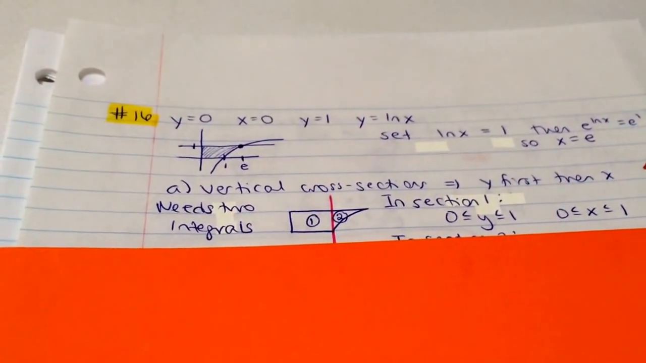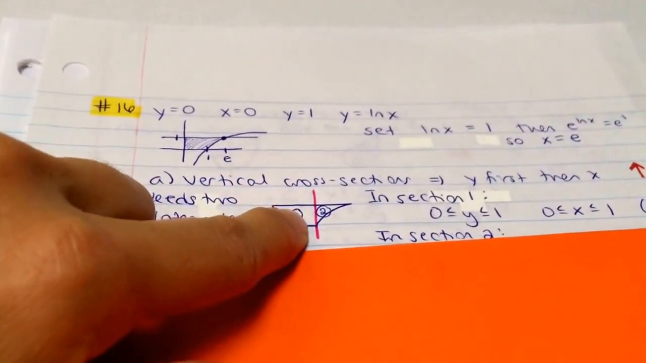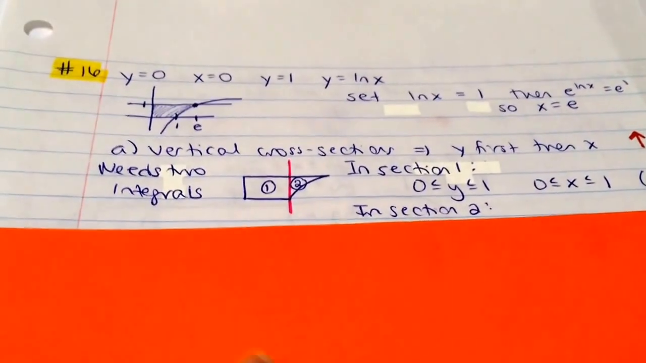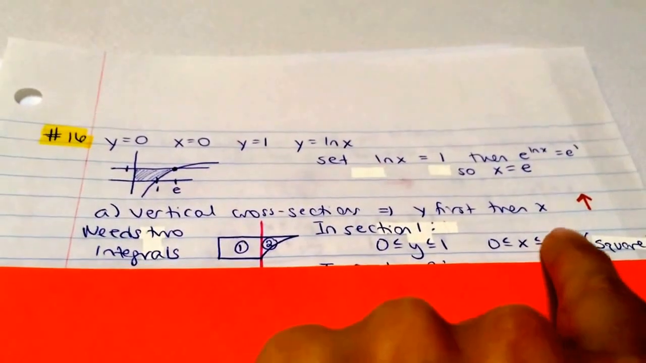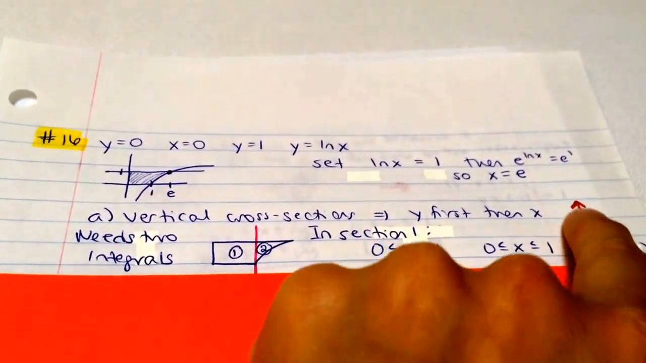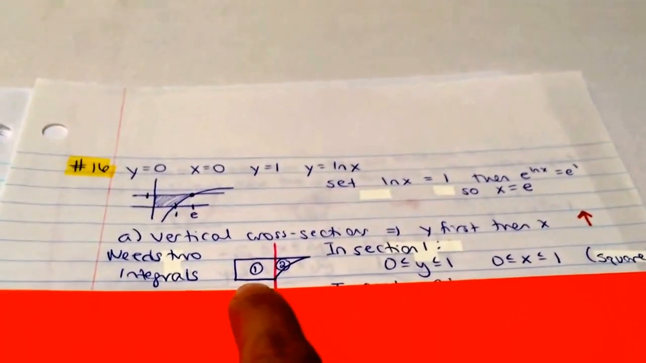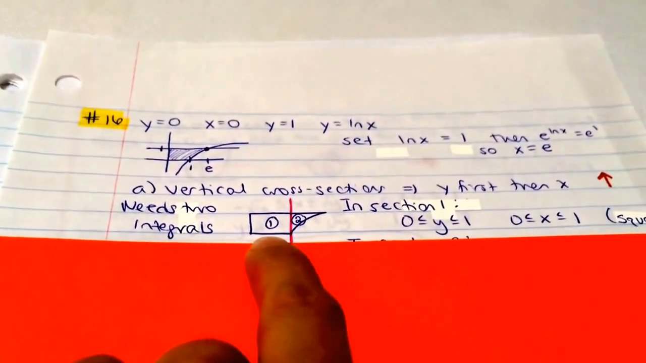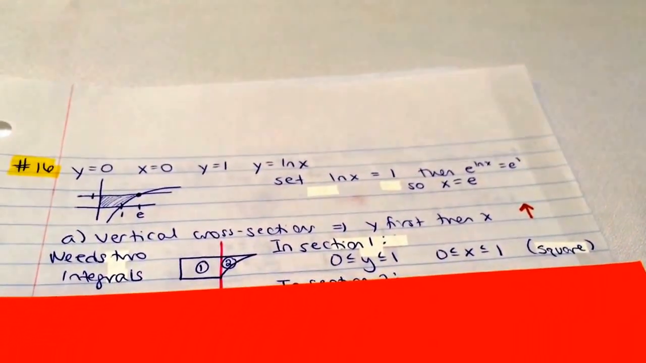So this is going to need 2 integrals. So I have to split it in half, not really in half, but I have to split it into 2 parts where the pink line is. And I'm calling that section 1 and section 2. So in section 1, if I'm going this way, normally it would be the y's being between functions, but this is a square, which is a special case of a rectangle, where all 4 of them are numbers. So y is between 0 and 1, x is between 0 and 1.